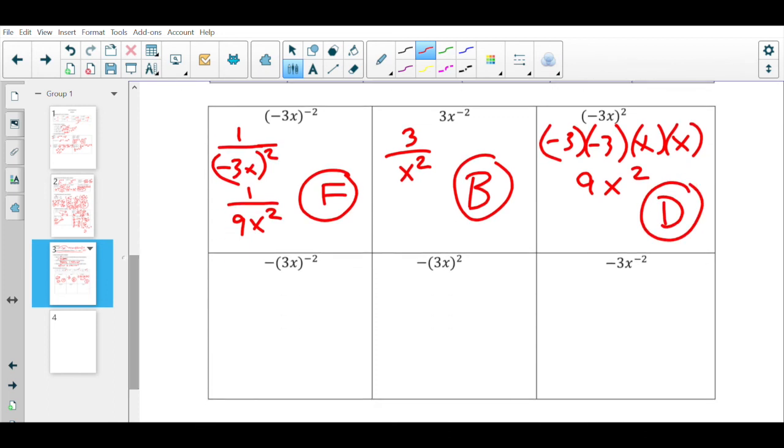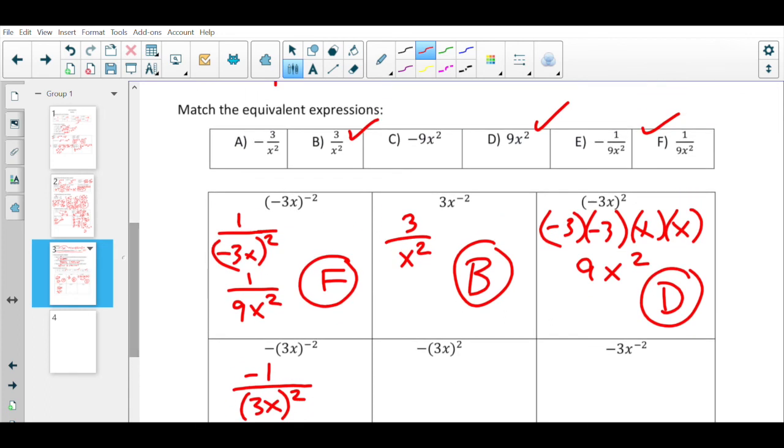Negative, in brackets, 3x to the negative 2 exponent. Mind your negatives, mind where the exponent is attached to. It's not attached to that first negative sign right there, so we leave that up top, negative 1, and we flip over everything that the negative exponent is attached to, and keep your brackets straight. So it's 3x squared. When we flip, we change the negative exponent to a positive. And let's simplify that. That's negative 1 over 9x squared. Let's take a look. There it is, negative 1 over 9x squared. And that is letter E.